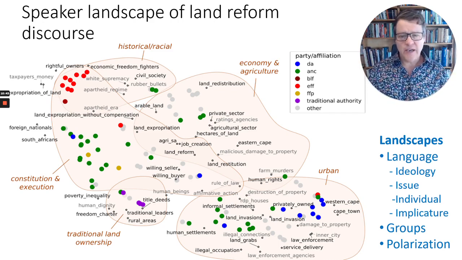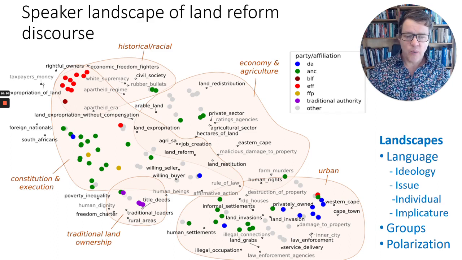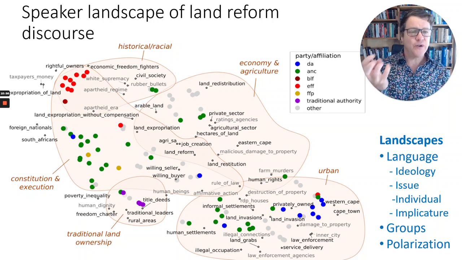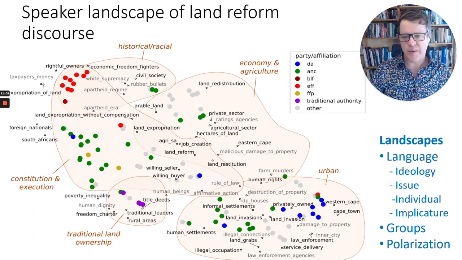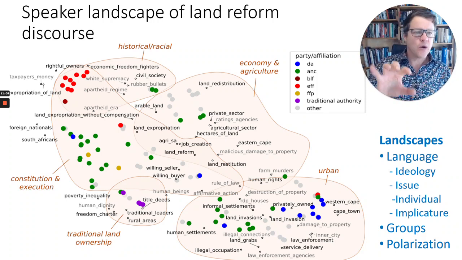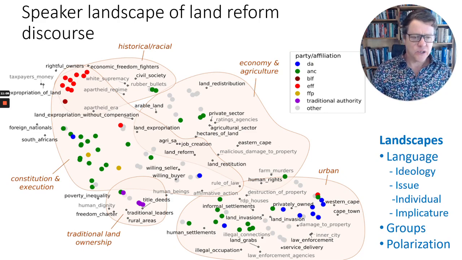You can identify individuals very clearly. For example, there's one blue dot away from the rest, close to the EFF, and that is the previous leader of the DA that actually left the DA. So you can really see that individual's opinions weren't putting that individual in that group. And there's lots of other linguistic and qualitative analytic features that we could concentrate on.